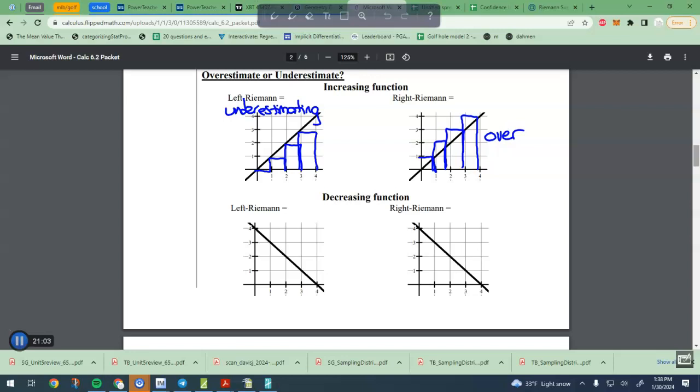Decreasing function, the left is going to be bigger because the y value on the left will be bigger than the y value on the right. So that's over. And then decreasing the right hand side will be, that'll just be under. Those okay? Okay, erase.